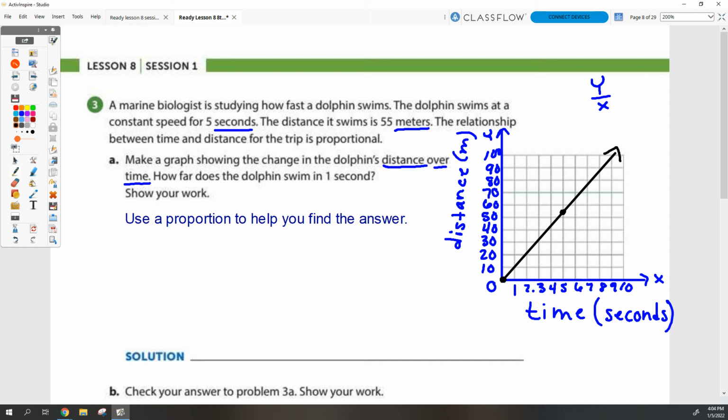So what you need to do now, it's hard to tell exactly from the graph how far the dolphin goes every second. So we will need to write a proportion. Remember, when you write a proportion, you take the information they give us. So we want distance over time. So we have 55 meters in 5 seconds. We want the unit rate, so you need to figure out how far the dolphin can go in 1 second. Once you've done that, write your solution as a sentence.